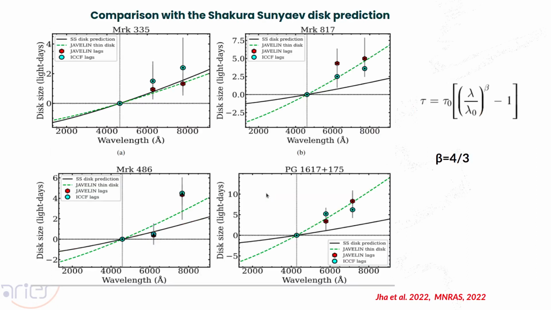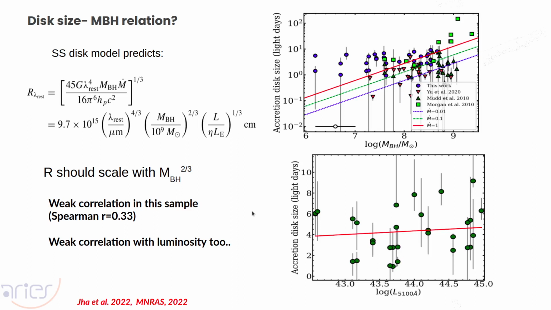Then we try to put our lag estimates in the 4/3 context. The black dot that you see is the SS disk prediction, the green one is what we get from the modeling, and these are the interband lags that we get. For most of the sources, like this one, it's quite matching, so this can be an anomaly. But for most of the sources, the prediction is the black one, and the green one is what we get. So again, the disk is following 4/3, but the disk sizes are not as expected from the Shakura-Sunyaev disk. Right. Then we plot our supermassive black hole masses against the disk size, and the blue points that you see here are from this study, and these are the predictions with different accretion rates.